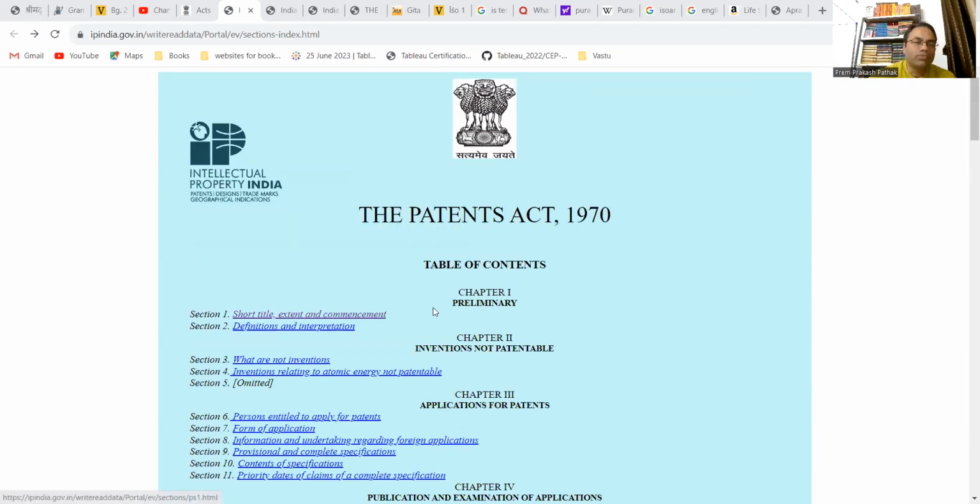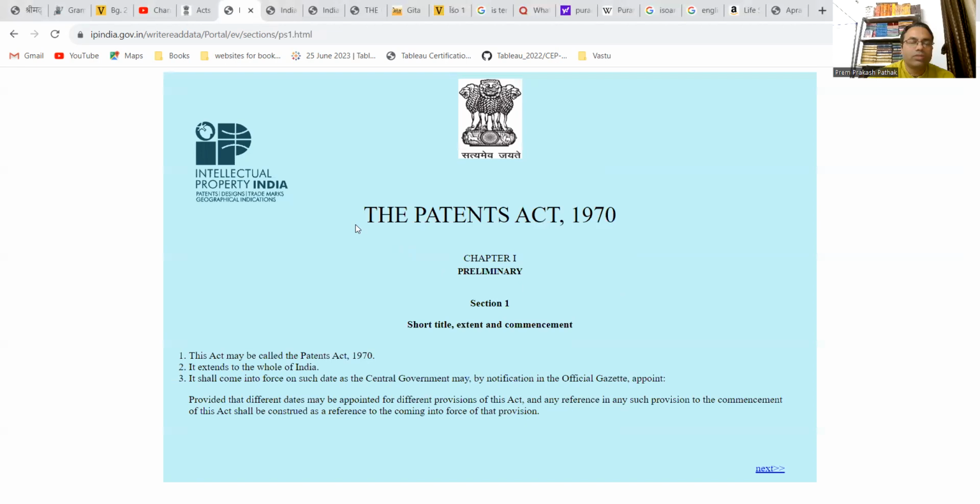So Section 1, the Patents Act 1970, Chapter 1, Section 1, short title, extent and commencement. It says this act may be called the Patents Act 1970. So whenever we are going to refer to it, we need to say exactly like this: Patents Act 1970. This is how we need to refer to it.